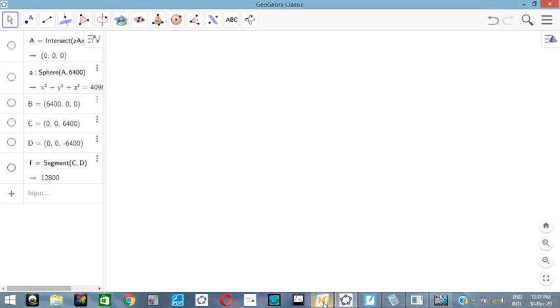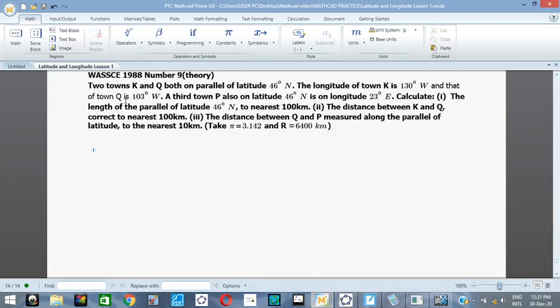Okay, let's start with the question. Let me read through so that you understand it. As I read every line, I will interpret it in the diagram. So this question starts with two towns, K and Q, both on parallel of latitude 46 degrees north. So let's start with this first sentence of the question. It says we have two towns, K and Q, and both of them are on parallel of latitude 46 degrees north.